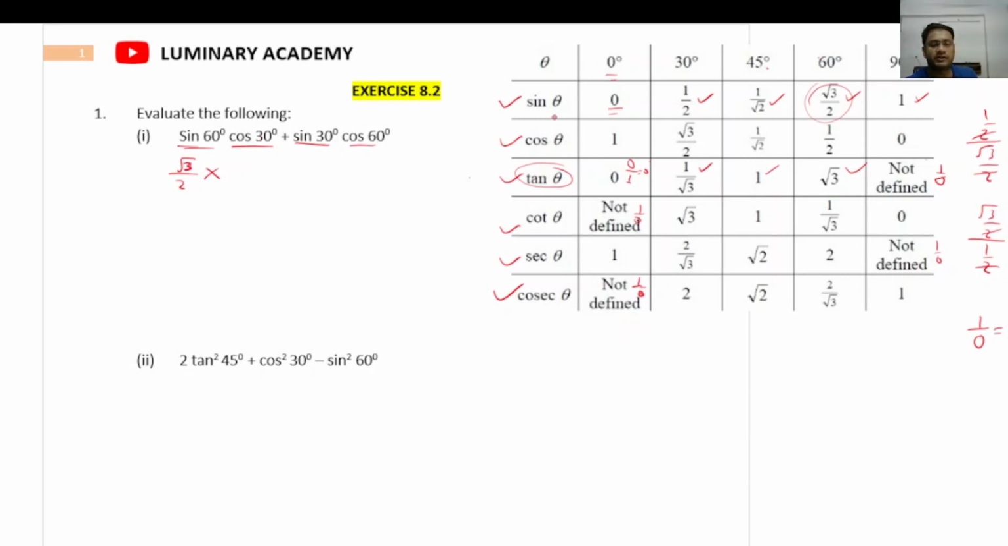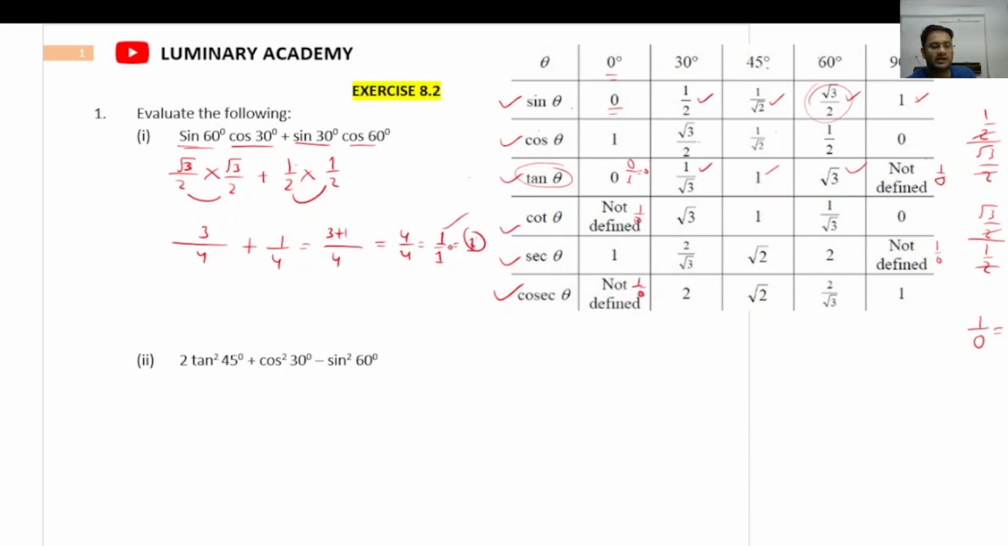Multiply with cos 30, cos 30 multiplied with again root 3 by 2, plus sin 30, sin 30 is 1 by 2, multiply with cos 60, cos 60 is again 1 by 2, right? So 2 into 2 is 4 and root 3 into root 3 will become 3. 1 into 1 is 1 and 2 into 2 is 4. So LCM will become 4 and 3 plus 1 will become 4. So 4 upon 4 is 1.